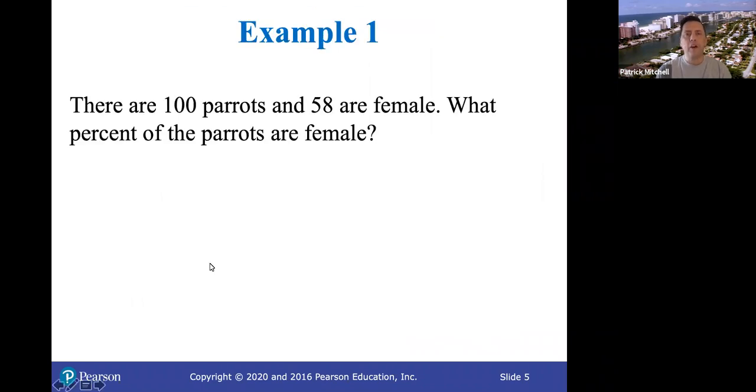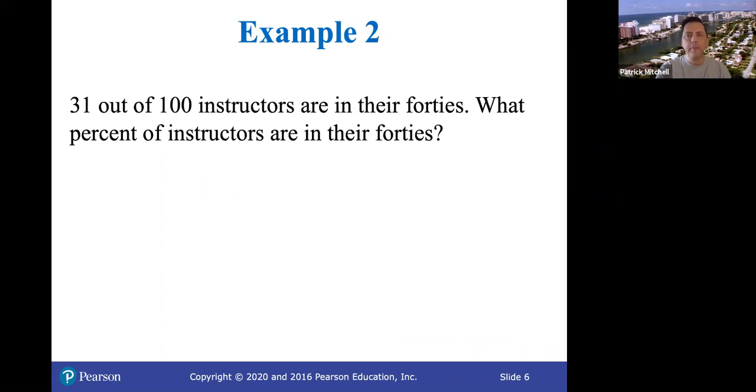All right, so if there are 100 parrots and 58 are female, what percent of the parrots are female? Well, since the total is 100, that makes this a pretty easy problem. It would be 58% because, again, 58 out of 100 means 58%. Similarly, if 31 out of 100 instructors are in their 40s, what percent of instructors are in their 40s? Well, again, because it's out of 100, that makes this really easy. It would be 31%.